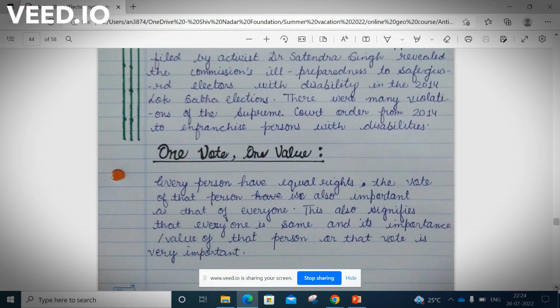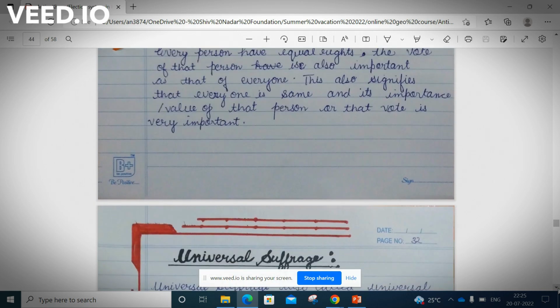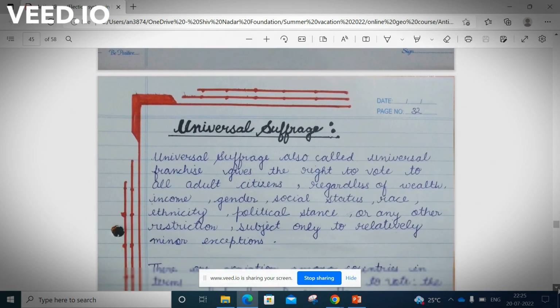And yes, one vote, one value. Our vote has one value, meaning equal value is given to everybody's vote. All those who are above 18 can vote, and their vote carries the same value. This signifies that everyone is the same, and the importance and value of that person or the vote is very important.